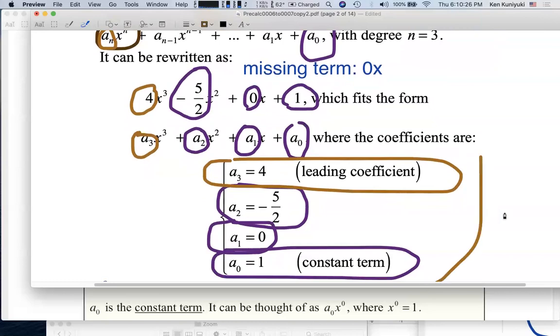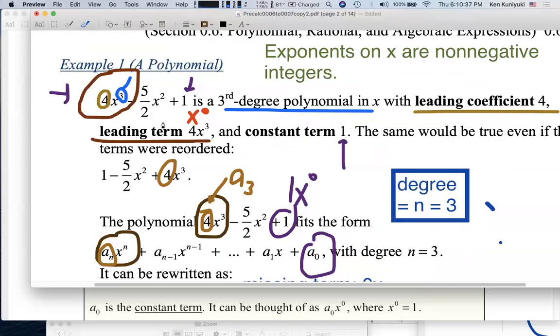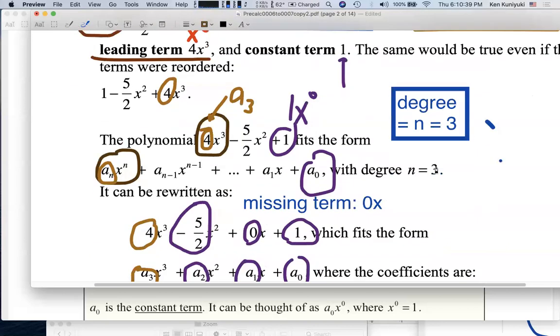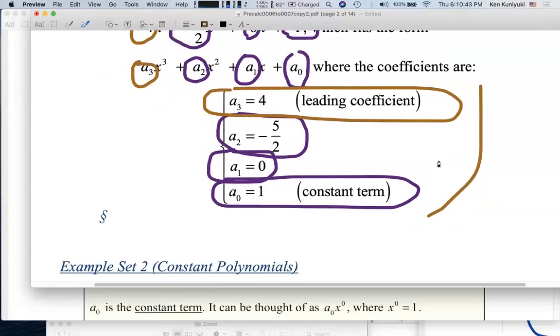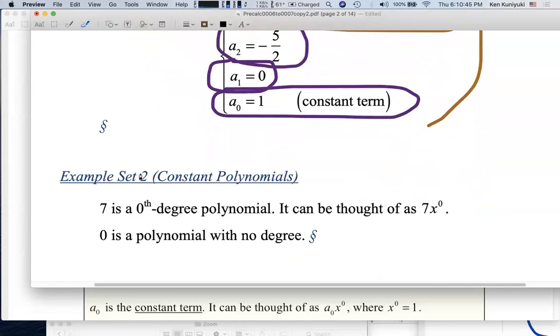So if I have a polynomial in x and you care, then if I tell you what a sub 3, a sub 2, a sub 1, and a sub 0 are, you're set. You can construct the polynomial and make it look a little bit nicer, like up here, without all the marks. Basically zap the missing term. So a constant like 1 or 7, these guys are themselves polynomial, but they're 0th degree. You can think of 7 as 7x to the 0. It counts as a 0th degree polynomial, albeit with just one term.